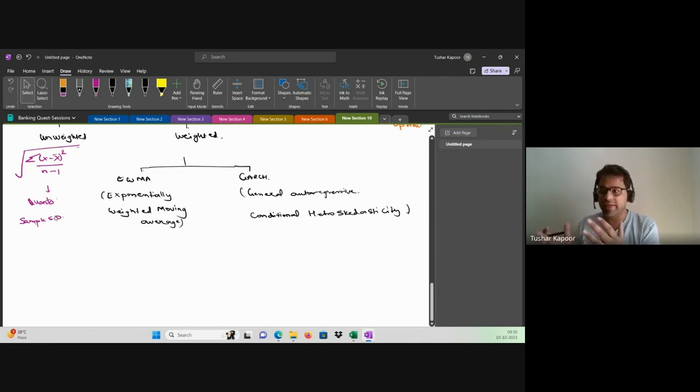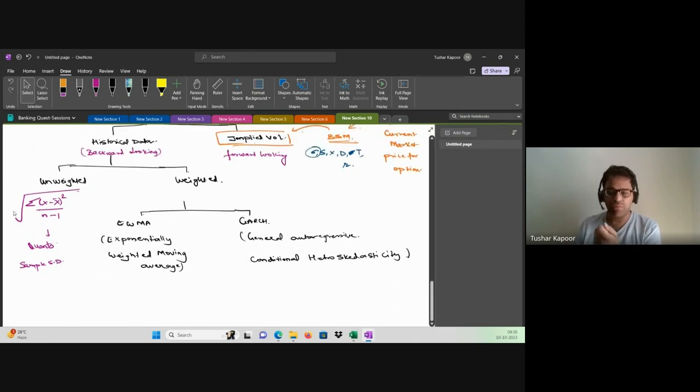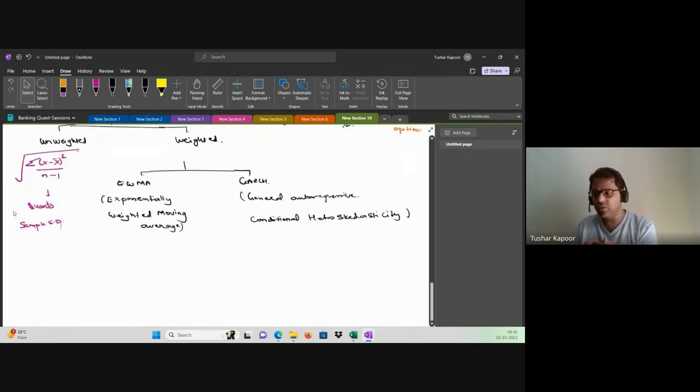There are two methods. In fact, there were three methods earlier. One, which is ARCH, has been removed now. So now we are left with two different models. One is called EWMA, which is the exponentially weighted moving average model. And there is another one which is called GARCH, which is the generalized autoregressive conditional heteroscedasticity model. Both of them are weighted mechanisms, which help you predict, based on the historical prices, the volatility today.